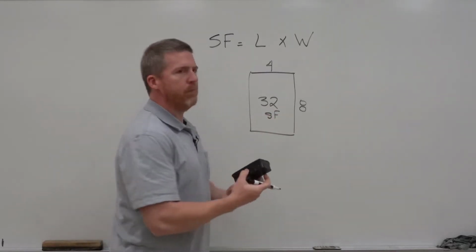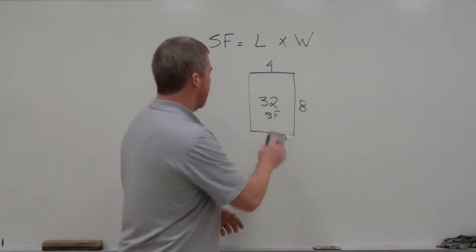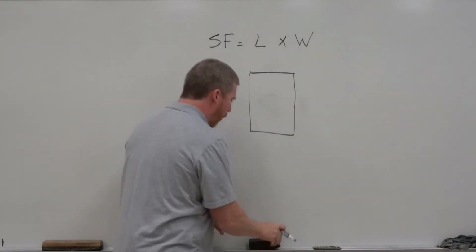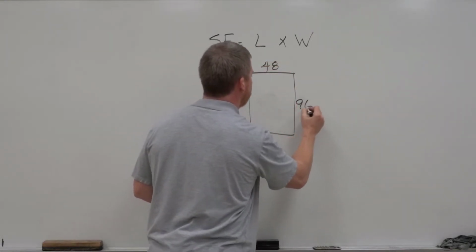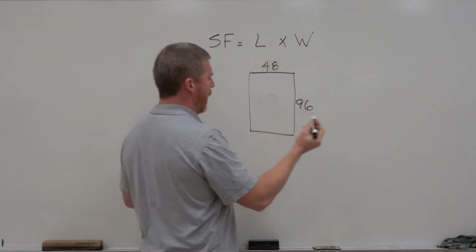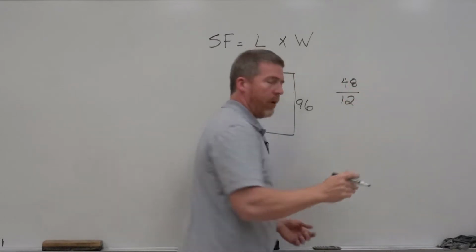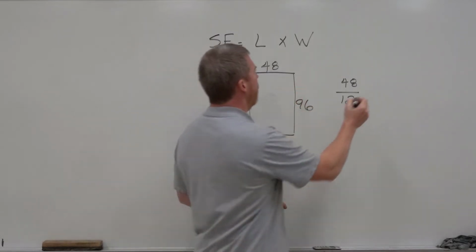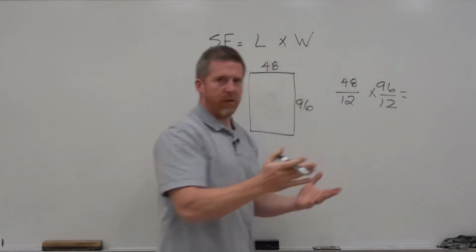Now there are times, and most of the time, the dimensions that you get will be in inches, okay, not in feet. So let's go ahead and erase some of these. 4 feet is 48 inches, 8 feet is 96. Now there's a couple of ways we could do this. Either you could write it as 48 over 12. Remember, how do we convert inches into feet? We just divide by 12. 48 over 12 times 96 over 12, and that would give me an answer, and that would be correct.